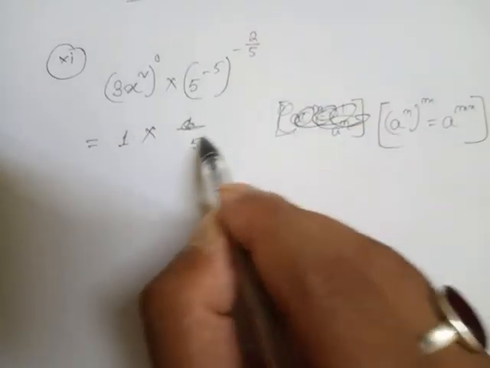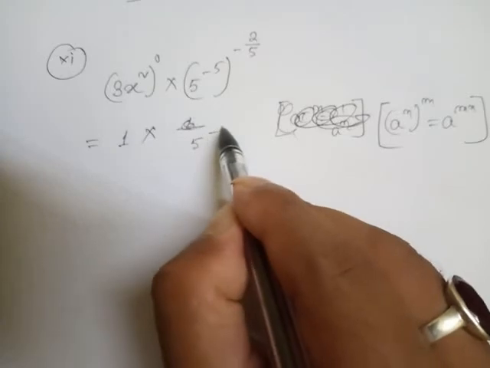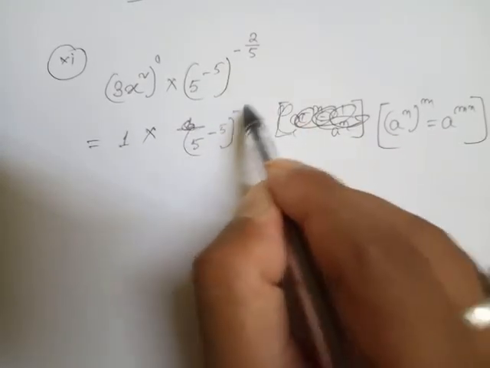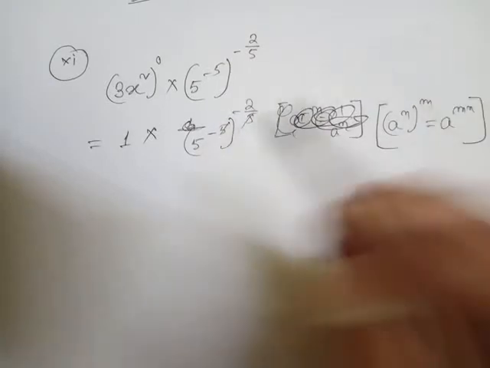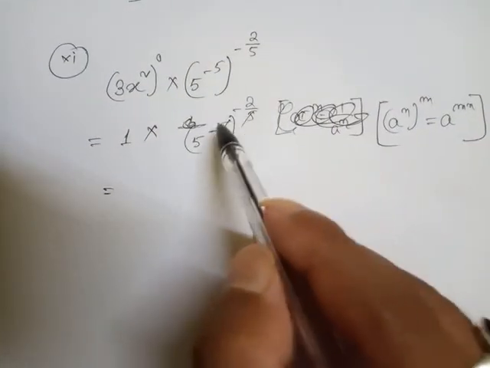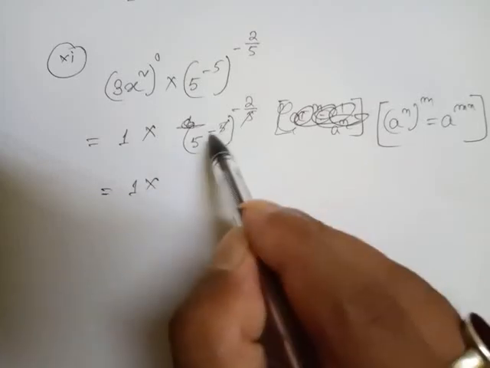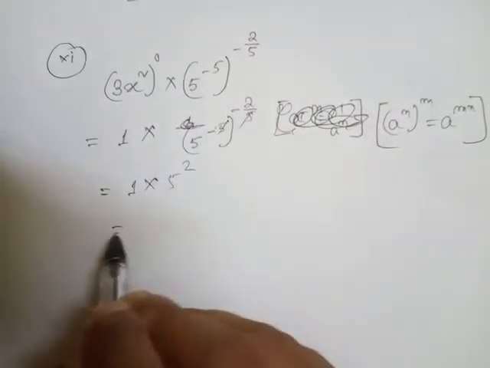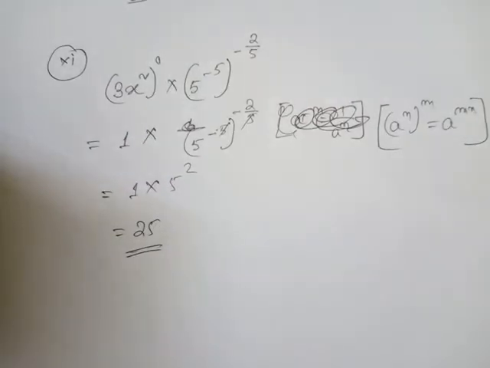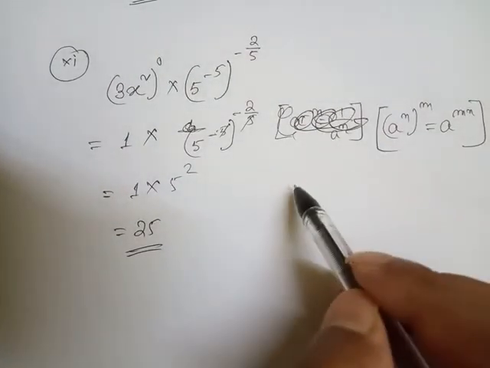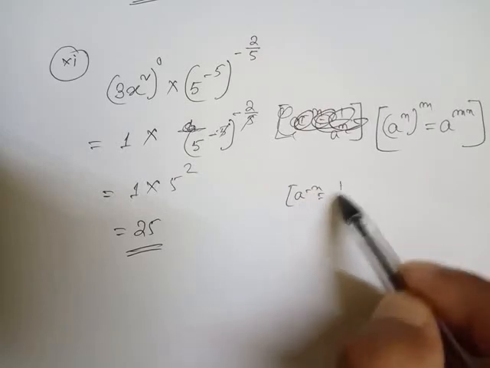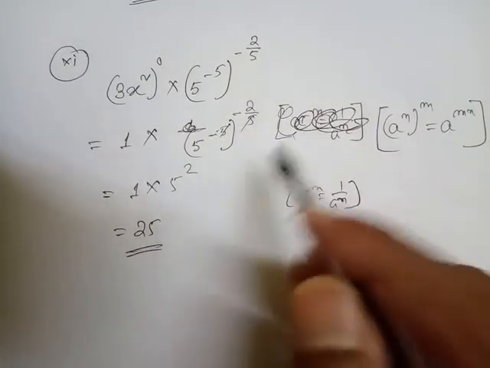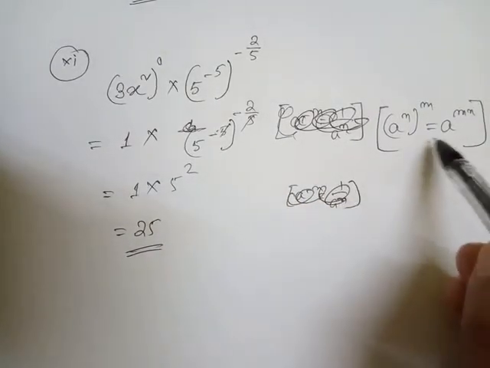If I use this formula, this will be easy for this sum. So 5 to the power minus 5 and 2 by 5. If I cancel these two and go for the multiplication, minus into minus becomes plus, so 5 square, and 5 square is 25. This is the answer. If I use the formula a to the power minus n equals 1 by a to the power n, I will get the same answer, but this will go long, so it is better to use this one.